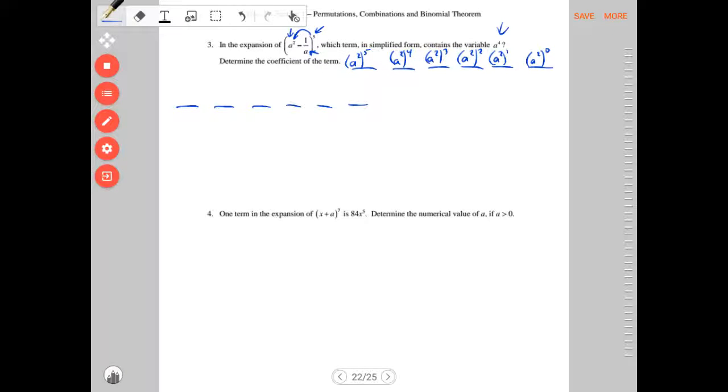So a squared to the 5th is a to the 10th. A squared to the 4th is a to the 8th. Remember, you multiply exponents. So a to the 6th, a to the 4, a squared, and then a to the 0. So look what happens. It was an a squared. So when we started off at a to the 10th and then went down by 2's, that is a pattern that's going to hold for whenever we have stuff like this.